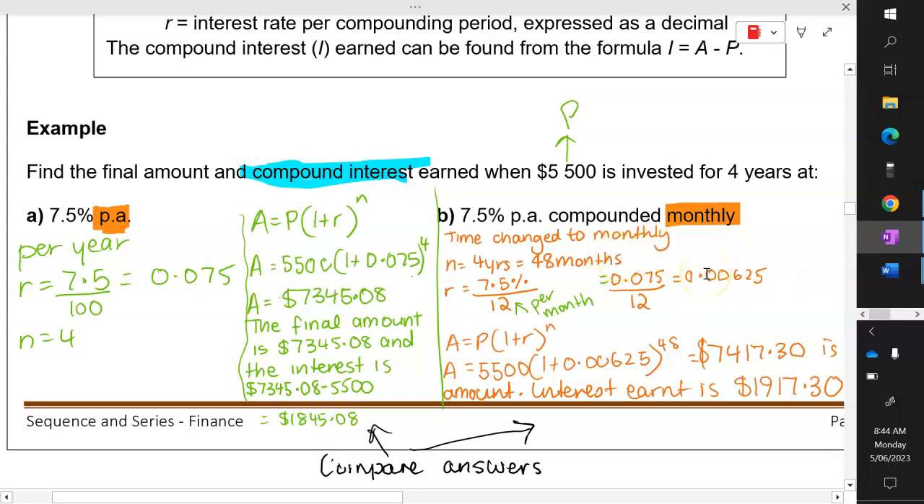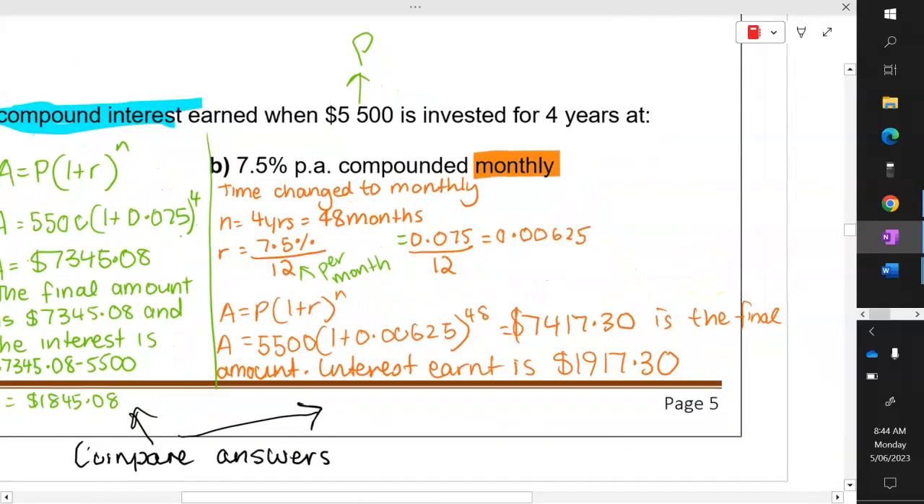Other than that, once we've done that, the rest of it's going to be the same. We've got our 5,500, our new interest rate, but it's calculated monthly. And here's my new amount. If I subtract my original amount from that, I've got $1,917.30. Now this number here is going to be bigger than our previous number because we're getting our interest calculated more often, in which case we're going to have more money.